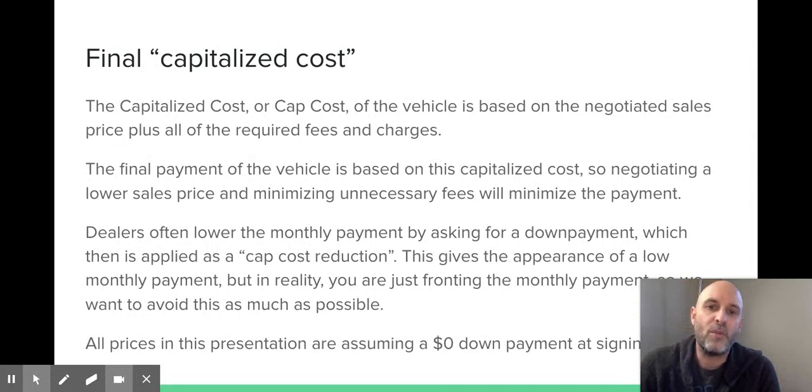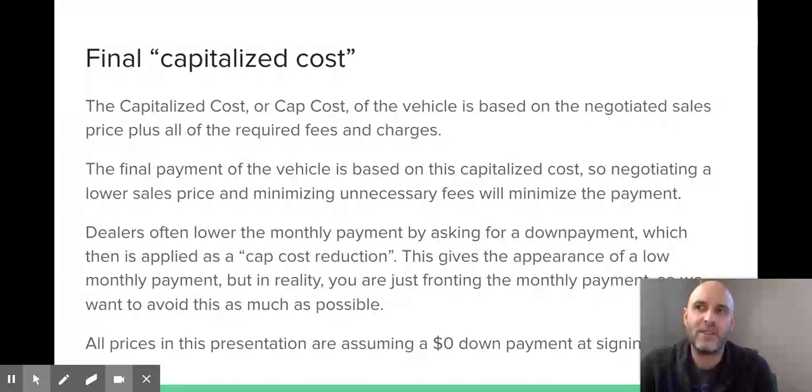Dealers often lower the monthly payment. They'll ask for a down payment. They'll call it a cap cost reduction. You hear that term all the time. They use the term that people aren't familiar with. They say, "Oh, it wasn't a down payment. It was a cap cost reduction. I had to give $1,000 towards cap cost." They don't know what they're saying or what they're talking about, and that's intentional. The more confusing it can be, the more likely you are just to write a check. So it gives the appearance of a really low monthly payment, but in reality, you're just fronting money, and you want to avoid that as much as possible.